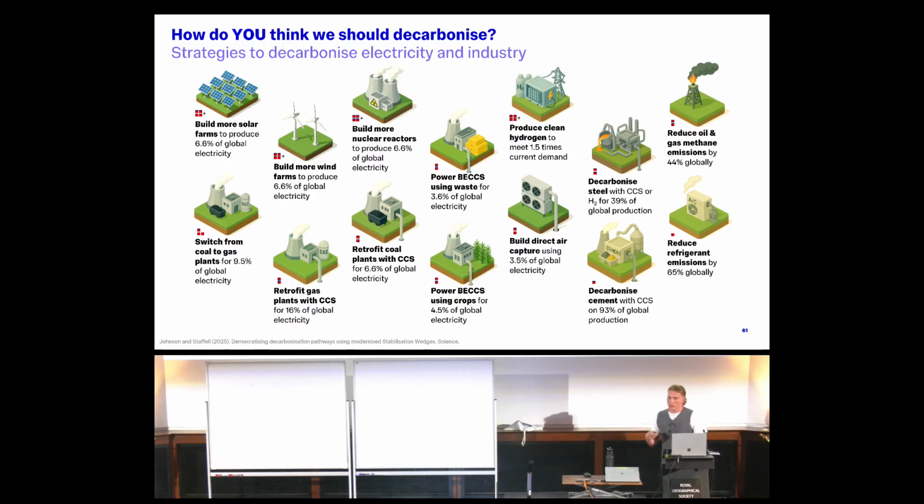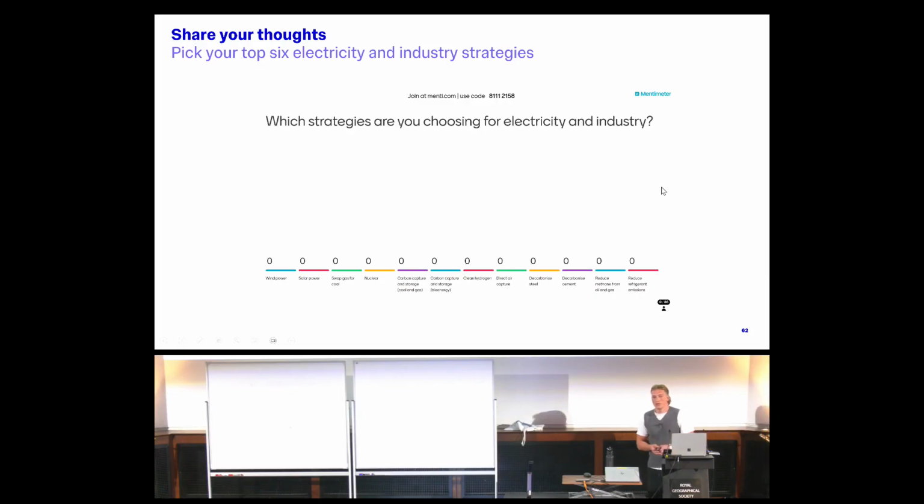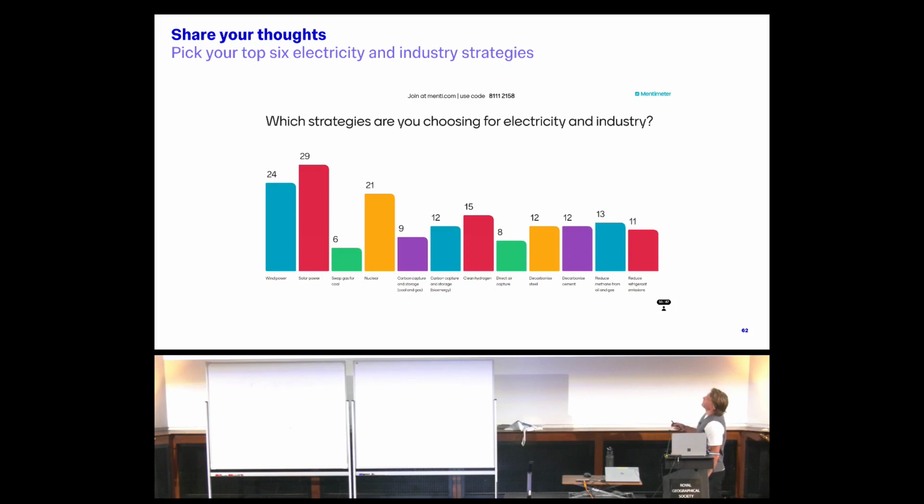So I want you to weigh those up now and think which of those strategies, which 6, would you choose if you were constructing your own decarbonisation pathway? There's a pretty even distribution across options there. Solar power emerging as a potential winner. Carbon capture and storage relatively popular. Hydrogen also has its backers. I'll give you another minute or two to punch in your responses.